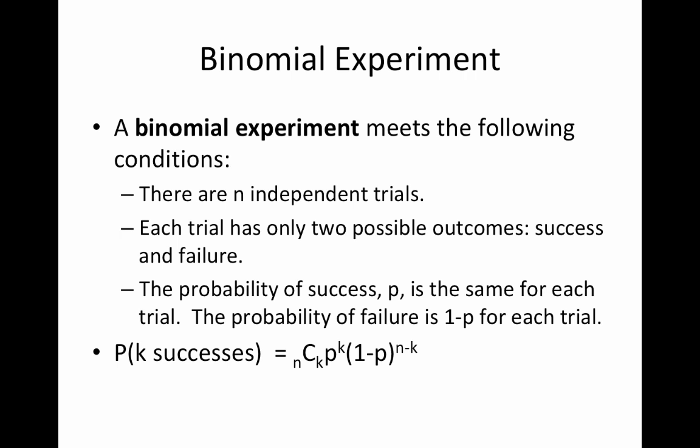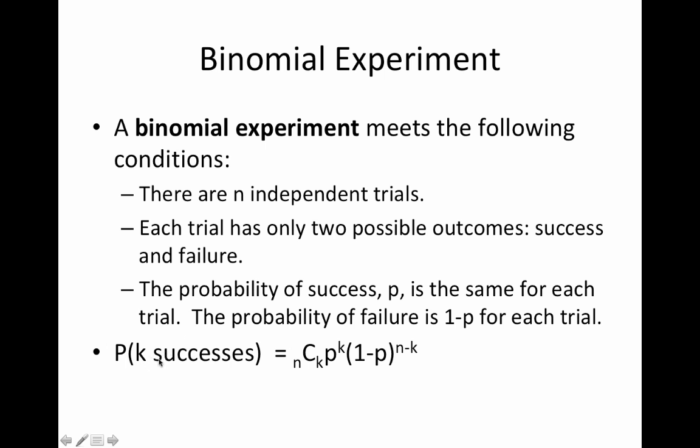Let's learn about a binomial experiment. A binomial experiment meets the following conditions. There are n independent trials. Each trial has only 2 possible outcomes, success and failure, and the probability of success P is the same for each trial. So the probability of failure would then be 1 minus P for each trial. All right, when we're doing this, it is called the binomial distribution.